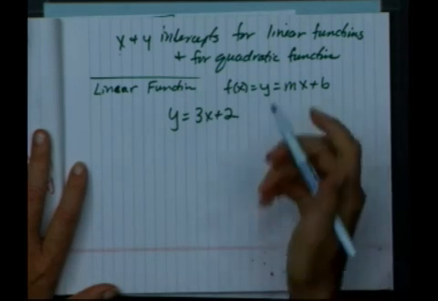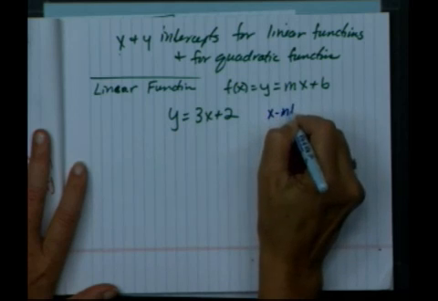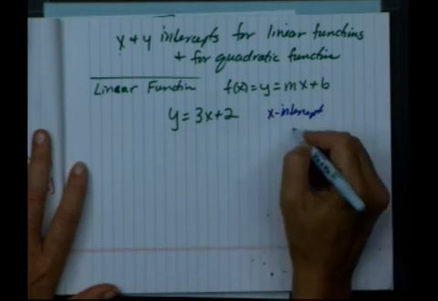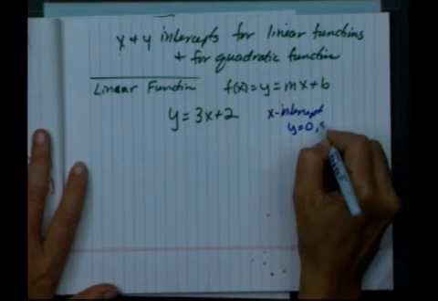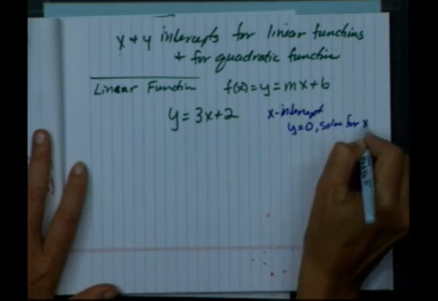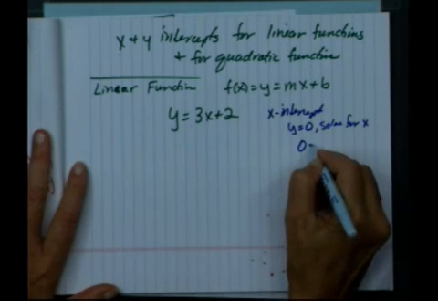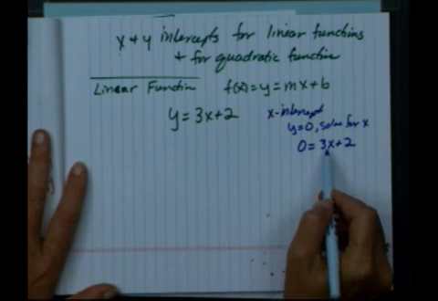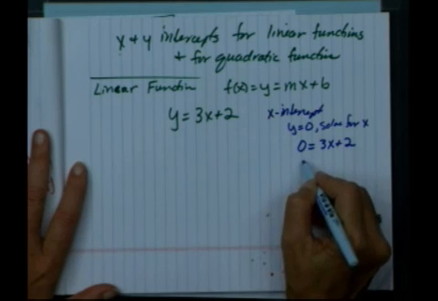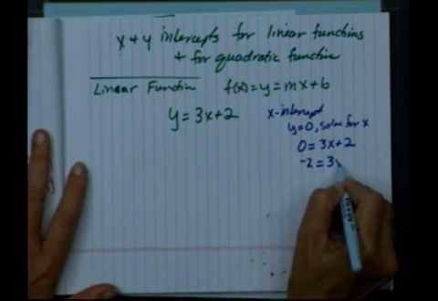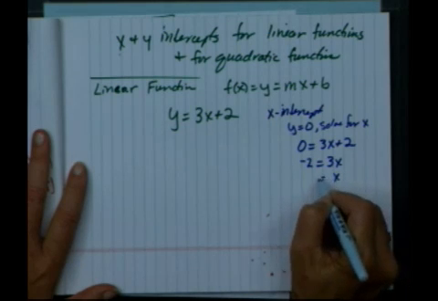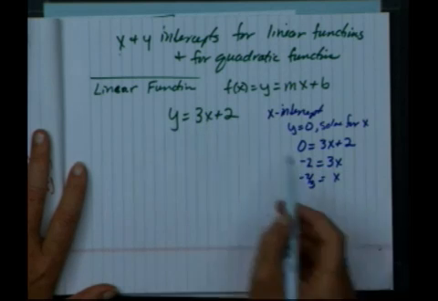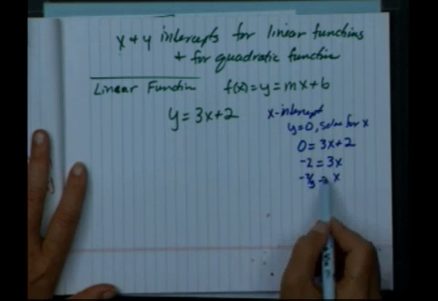If you're looking for an x-intercept, how do you start out looking for an x-intercept? You let y equal 0, solve for x. So you have 0 equals 3x plus 2. And then all you have to do is solve for x, which would be subtract 2 from both sides, divide by 3. So for this straight line here, it's going to pass through the x-axis at negative 2/3.